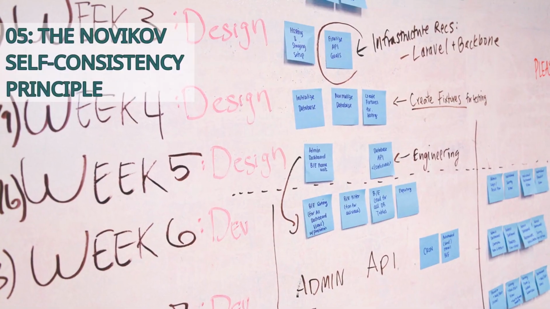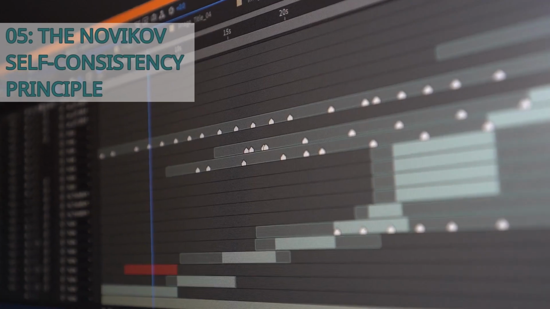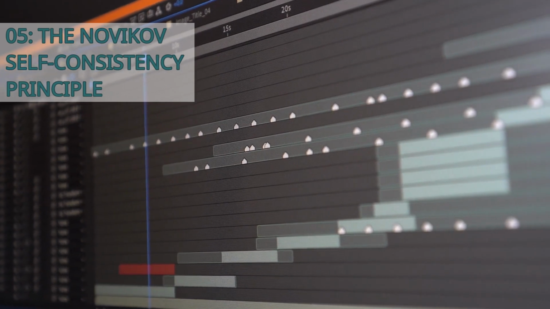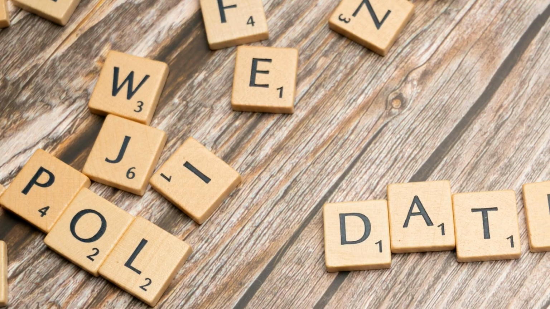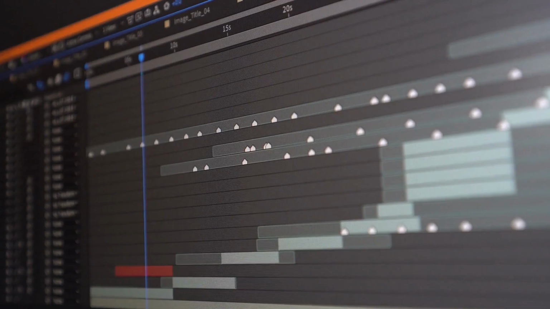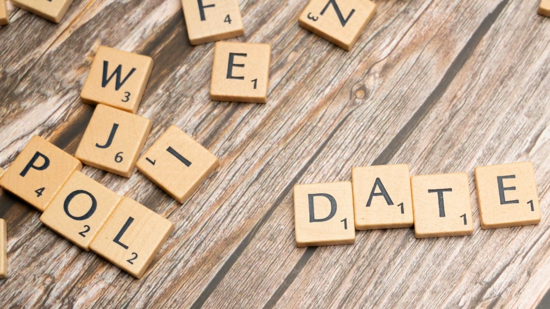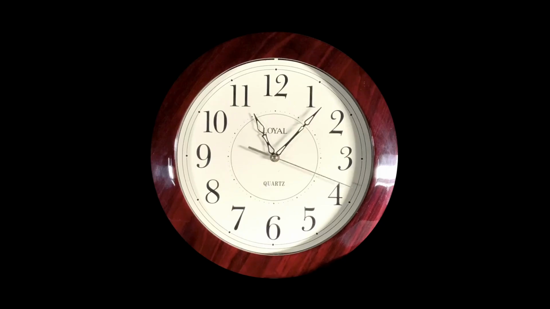Number 5. The Novikov self-consistency principle. The Tipler cylinder, proposed by physicist Frank Tipler, involves a hypothetical object that rotates on its axis and creates time loops. This concept is based on the theory of a rotating universe and suggests that time travel could be achieved by traveling through these time loops. However, the feasibility of this hypothesis is highly debated.